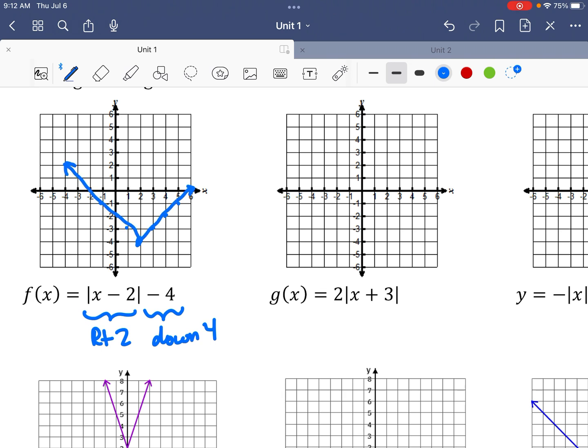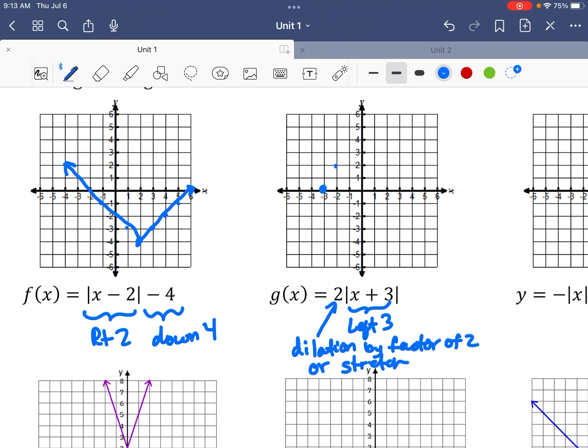Okay. Over here, my new center spot is going to be -3. So this means I'm going to move to the left by 3. All right, and this right here, remember that's my dilation by a factor of 2, or we can also call it a stretch. So either way, dilation by a factor of 2, or we can call it a stretch. So I'm going to move left 3, and my new slope is going to be 2/1.